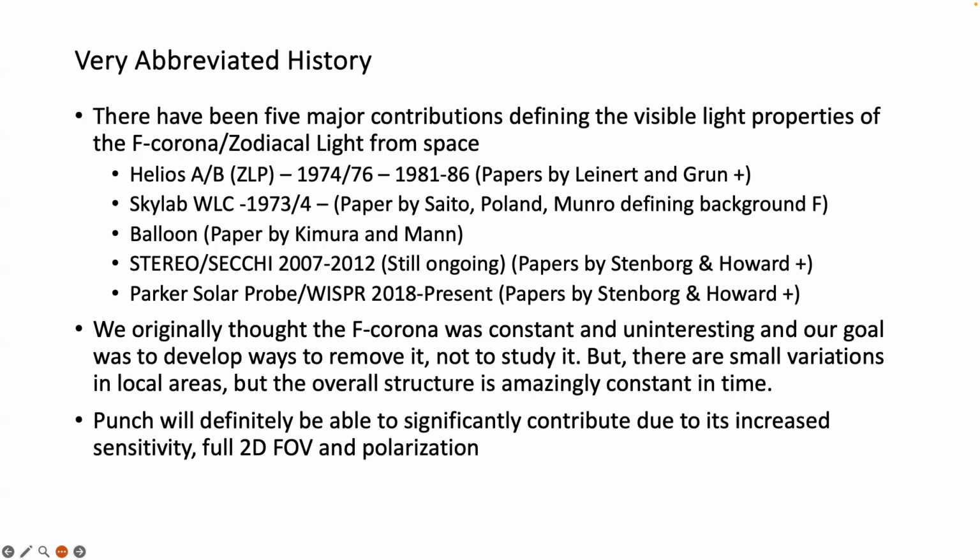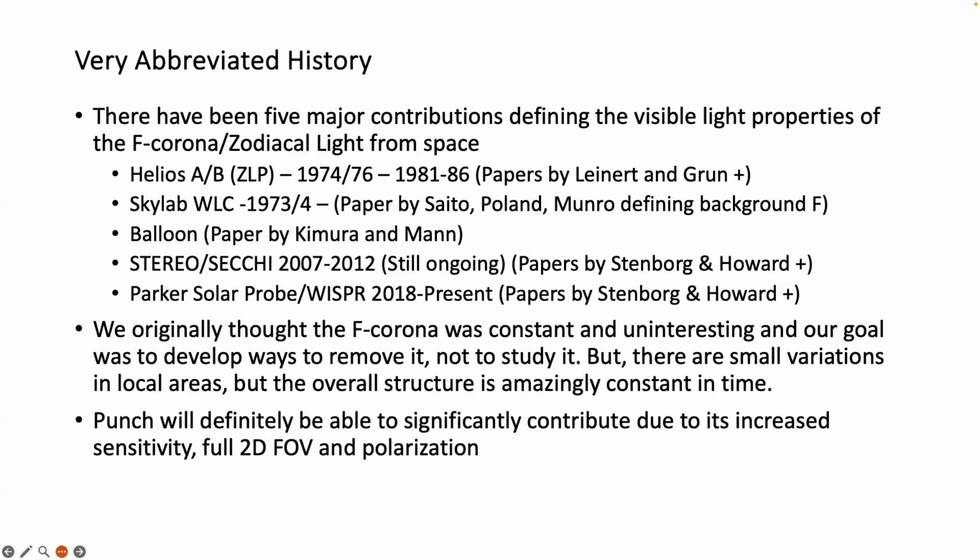There have been a few major contributions defining the visible light properties of the F corona or zodiacal light. And the F corona really refers to the light that is close to the sun, whereas the zodiacal light was the region that was seen from Earth. But they're used interchangeably. But the dust cloud is called the zodiacal cloud. So I'm using this hyphenated term or combination term, F corona zodiacal light.